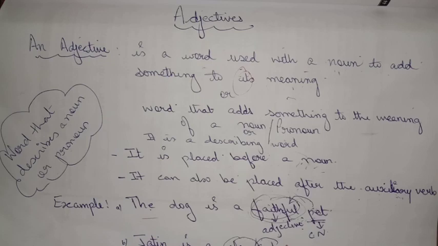If you say Jatin is a clever boy, what kind of a boy is Jatin? Clever boy. So this word describes Jatin. Okay? So an adjective is a word used before a noun to add something to its meaning. It can be placed before a noun as well as after a verb, right?